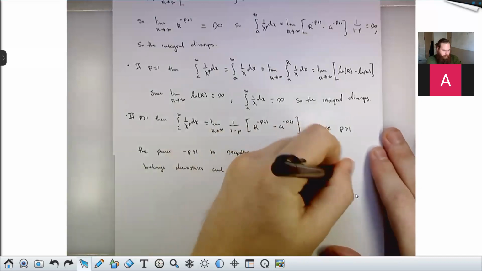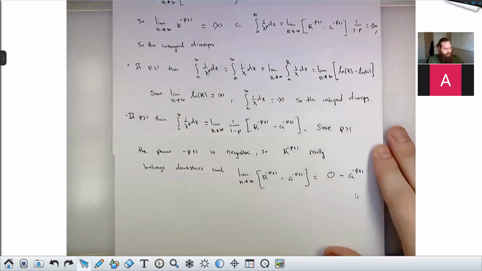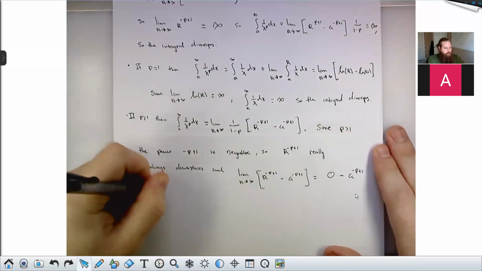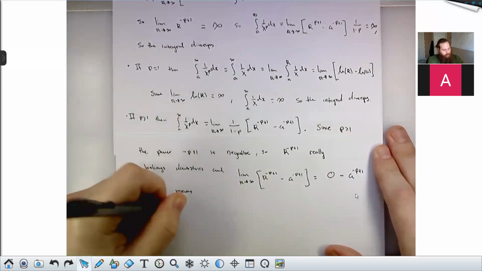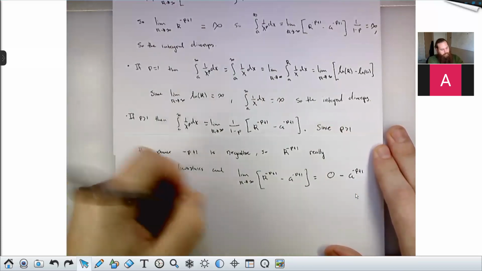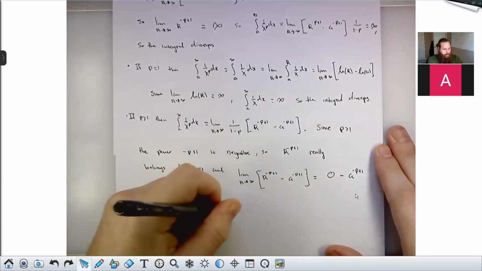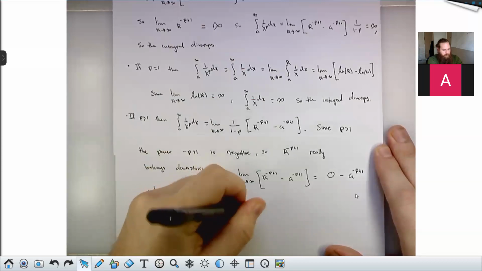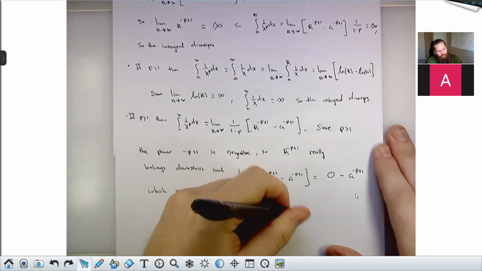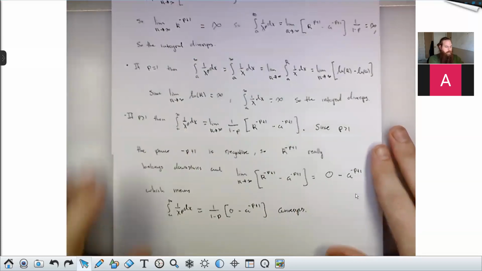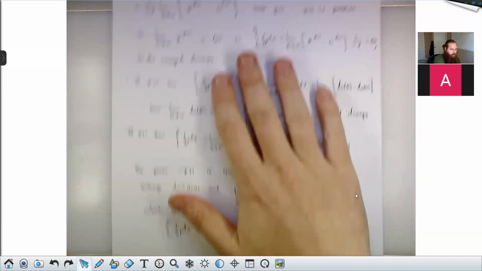Good. Goes to 0. So this is 0 minus a to the negative p plus 1. Which means the integral from a to infinity of 1 over x to the p dx is equal to 1 over 1 minus p times 0 minus a to the negative p plus 1. It converges. And that's it, ladies and gentlemen. That's the result on p integrals.